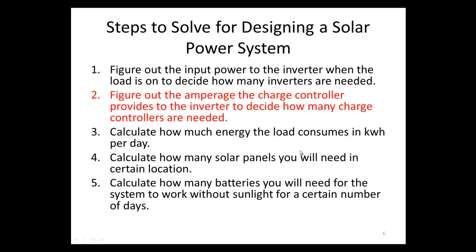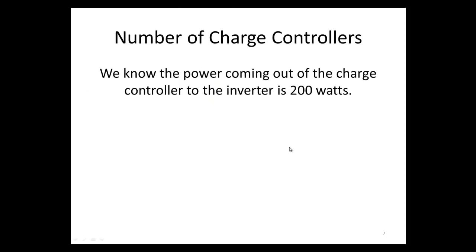Now step 2, we want to figure out the amperage the charge controller provides to the inverter to decide how many charge controllers are needed. Okay, so we know the power coming out of the charge controller to the inverter is 200 watts. So we have to figure out what the current is, though, because the charge controller is rated with a current rating.